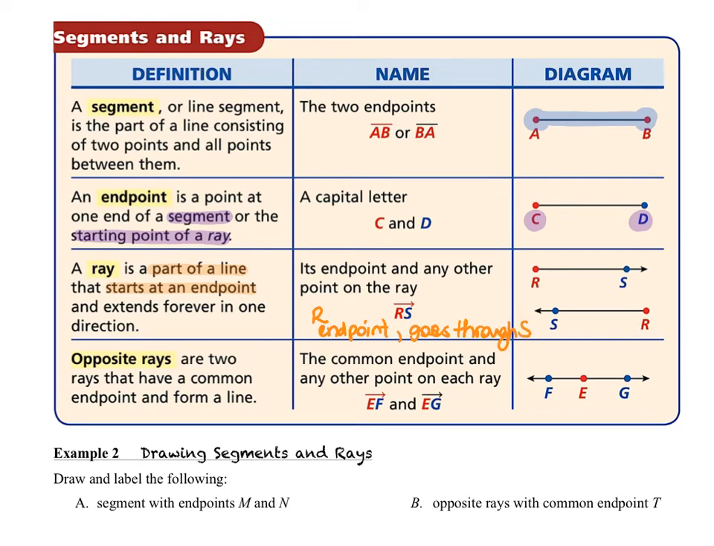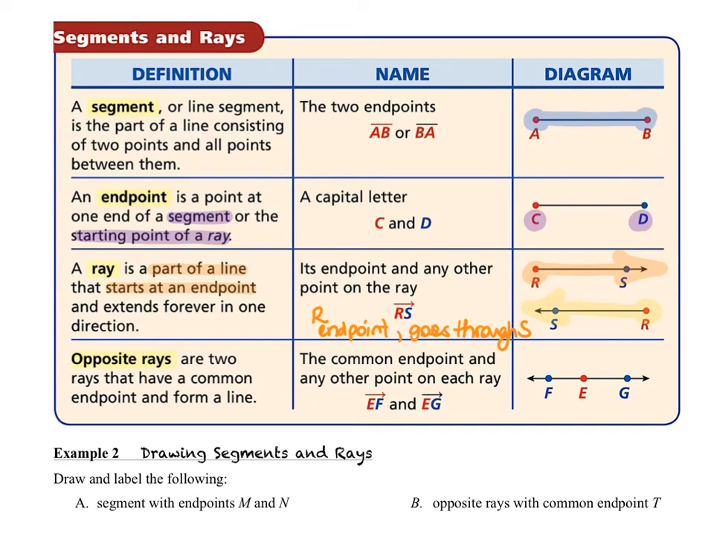So here we have two different ways that we can have segment RS. It starts at endpoint R and goes through point S and then goes on forever. We designate the forever with an arrow. We could also say it starts at point R and goes through point S and goes on forever. It doesn't matter what the direction is that it goes on, but we always have to name, in the name of the ray, the endpoint first.